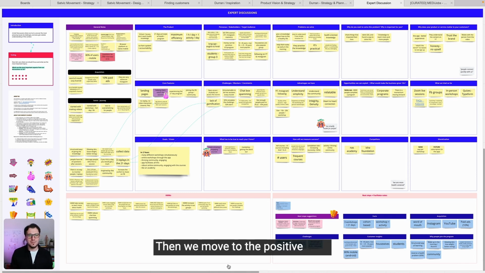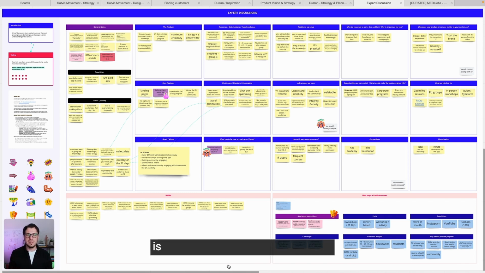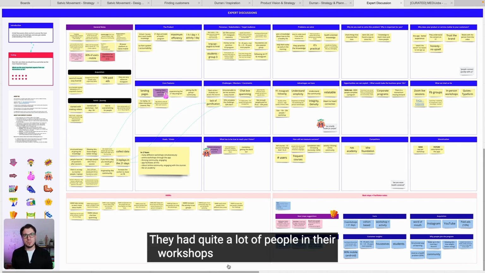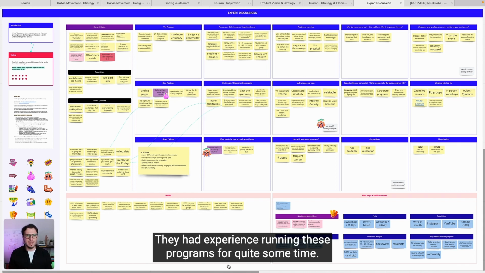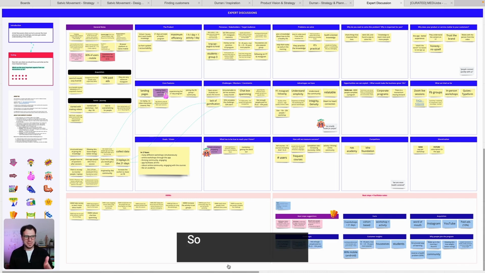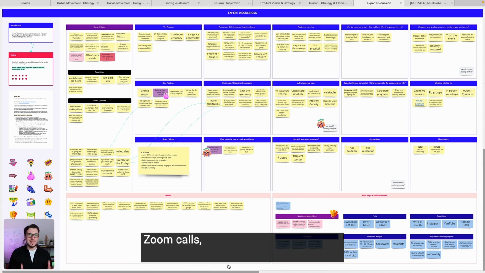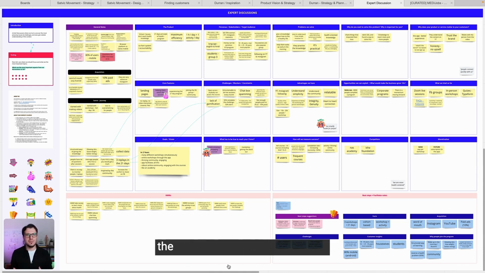Then we moved to the positive part. So advantages and opportunities. They had quite a lot of followers on YouTube and on Instagram. So this is definitely something you can use. They had quite a lot of people in their workshops already, like 15 to 20K. They had experience running these programs for quite some time. And one of the things that they mentioned here is that they simplify health for people. I really like this quote. So again, you see the quote there on the board. Stuff that they tried: Zoom calls, Facebook groups, in-person workshops, and other tools used during the workshops as well, like forms.